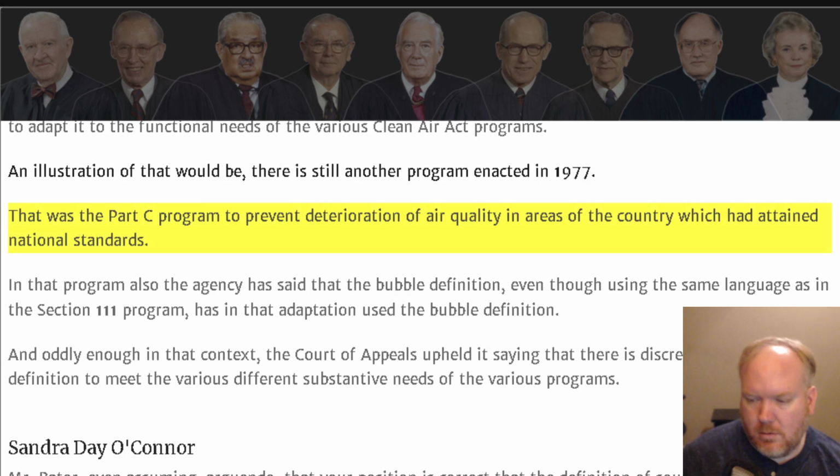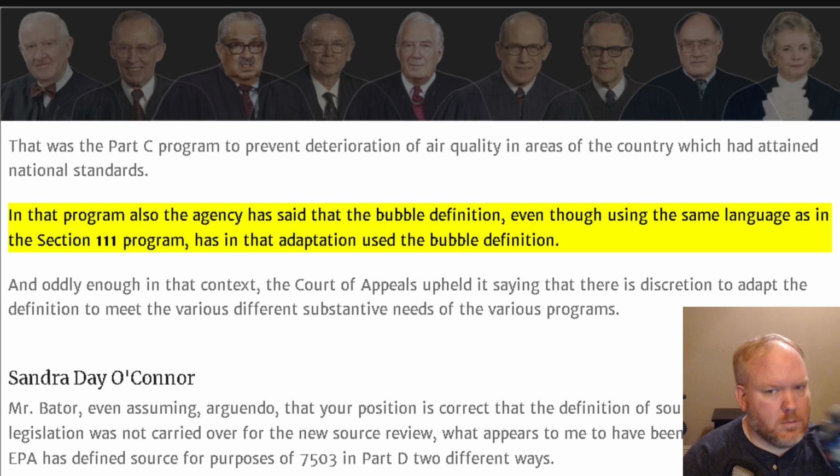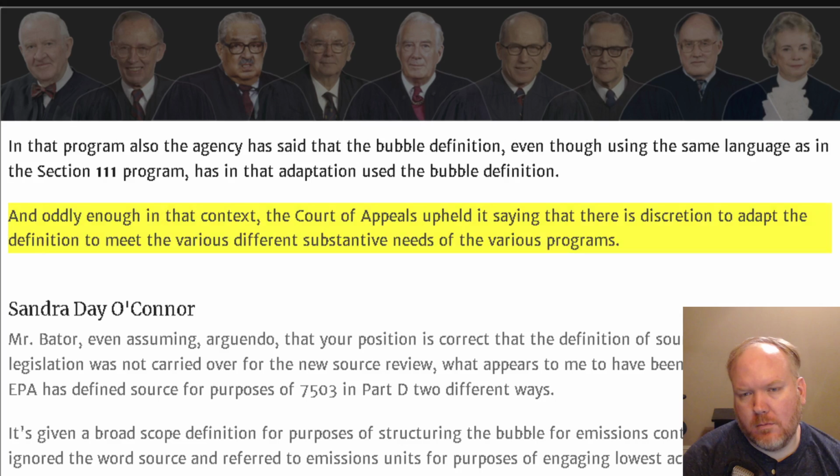Yeah. 7, that was the Part C program to prevent deterioration of air quality in areas of the country which had attained national standards. In that program also, the agency has said that the bubble definition, even though using the same language as in the Section 111 program, has in that adaptation used the bubble definition, and oddly enough, in that context, the Court of Appeals upheld it, saying that there is discretion to adapt the definition to meet the various different substantive needs of the various programs.